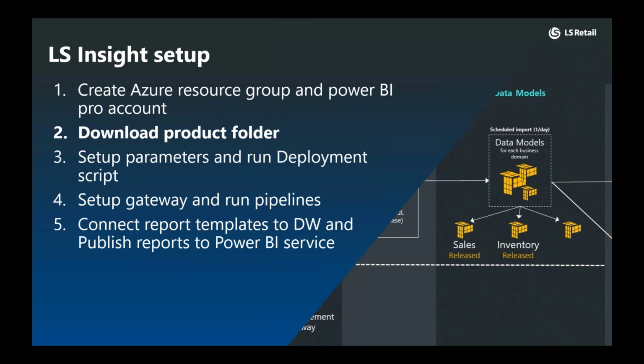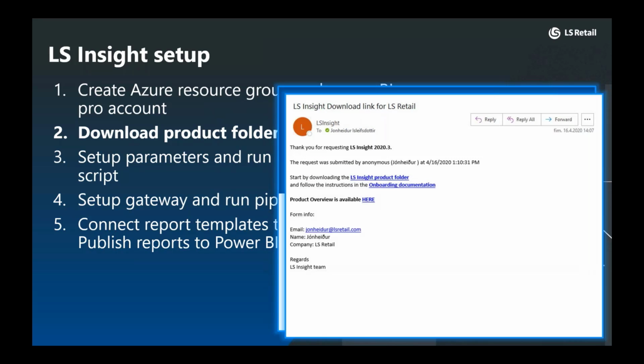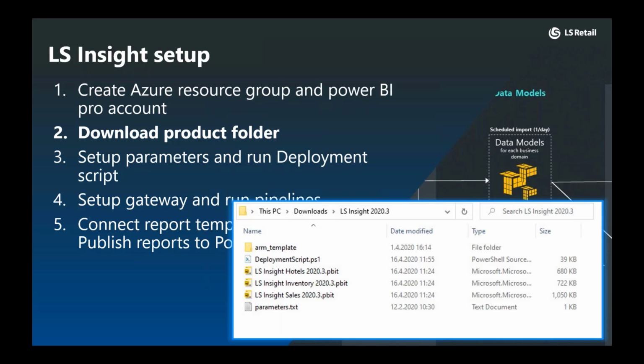Step 2 is to download the LS Insight product folder from the LS Retail Partner portal. You fill out a simple form and receive an email a few minutes later with download links to the product folder and a link to the onboarding process.